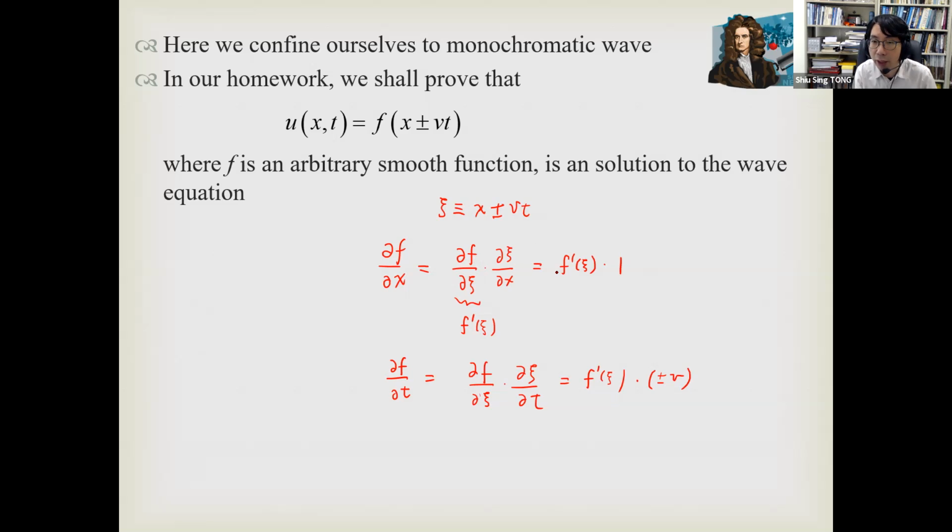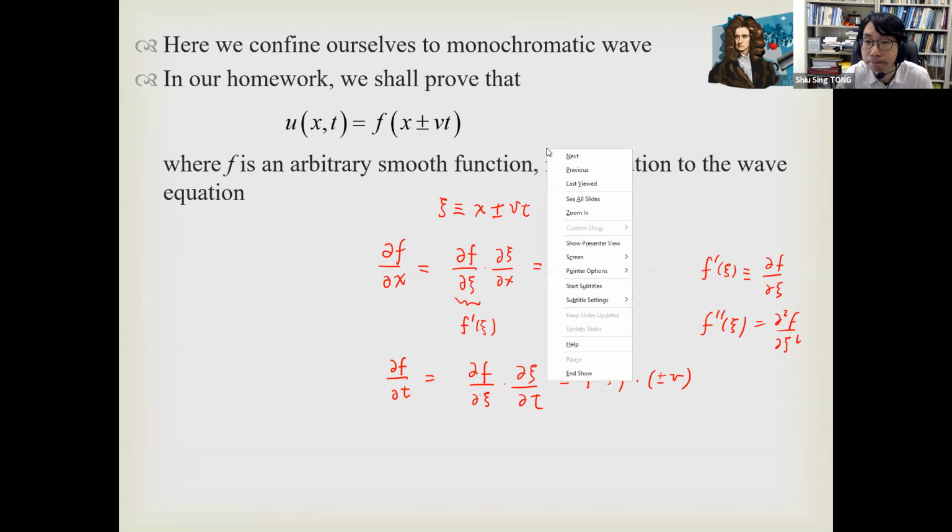Now, the first derivative of f with respect to c, I denote as f prime of c. This is a definition. I can also denote the second derivative of f with respect to c as f double prime. So in terms of f prime and f double prime, you can actually prove that this function is, in fact, a solution to the wave equation. It can, in fact, satisfy the wave equation.